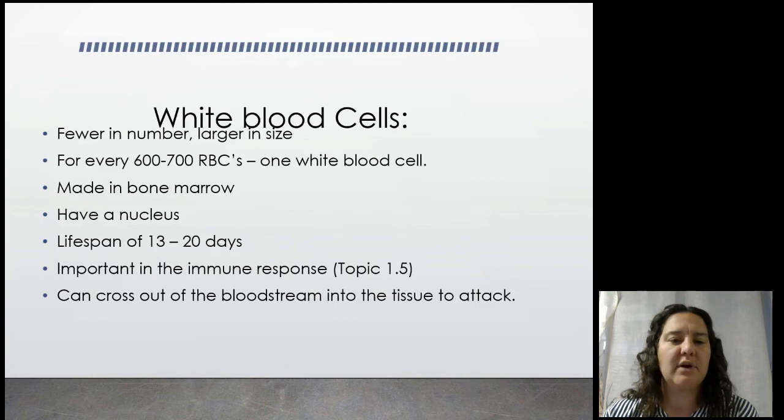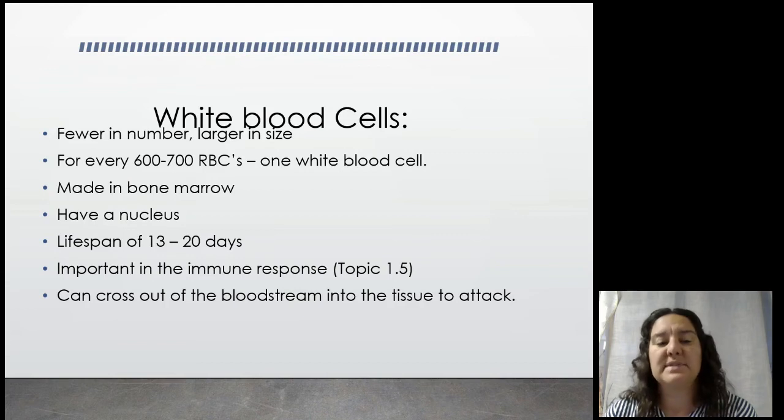So white blood cells are fewer in number but larger in size. There's 1 white blood cell for roughly every 6 to 700 red blood cells, so a lot fewer. It's also made in the bone marrow, and white blood cells do have a nucleus, but their lifespan is also short, about 13 to 20 days. And white blood cells play a very big role in the immune response, which we'll talk about in a couple topics. Specifically, white blood cells can cross out of the bloodstream into the tissues to attack pathogens and infected cells to help remove them from our body.